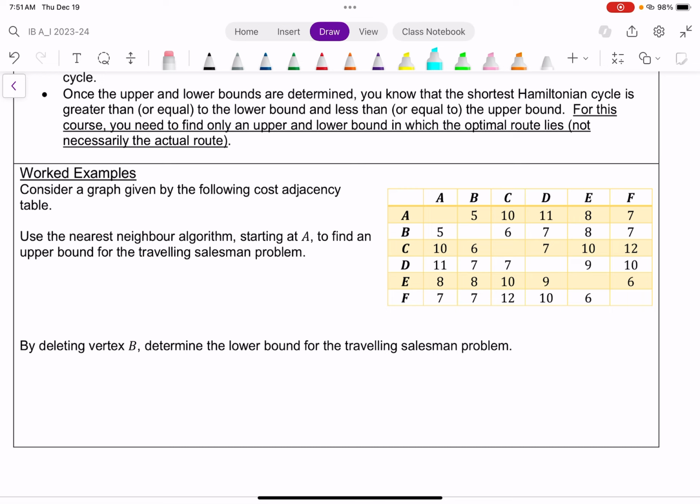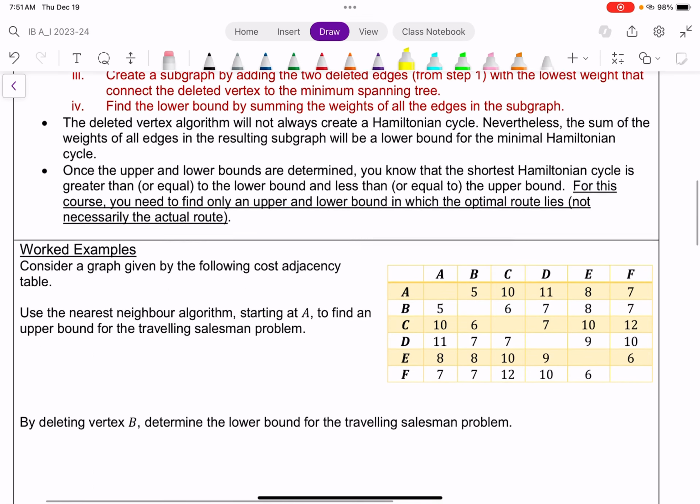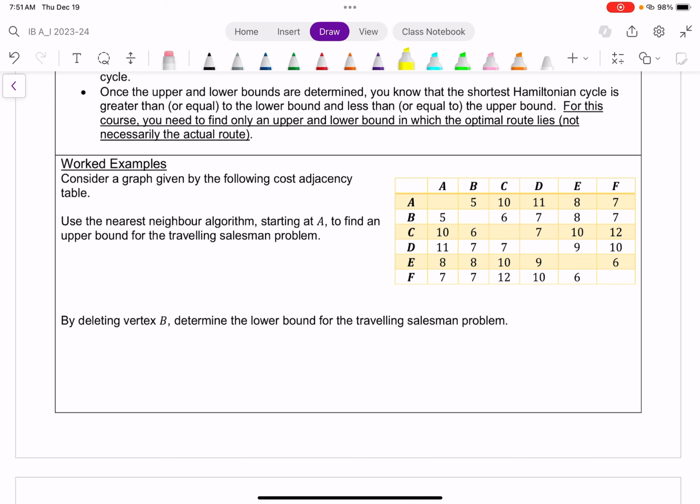This is what we call a cost adjacency table. So you can imagine this being the cost of traveling between different sites. All right, so I want to use the nearest neighbor algorithm, the one stated up here in blue, to determine the upper bound of the shortest possible route, which means the maximum possible value that we would have for the shortest route that visits all these vertices, all these sites, and back to the start.